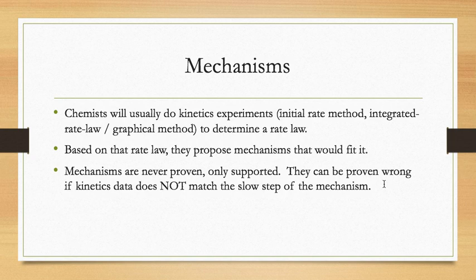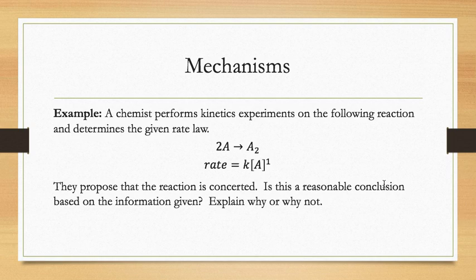And it's the same way with mechanisms. If I know that the mechanism I proposed should say it's first order in some reactant, but I find out the rate law says it's second order in that reactant, that kind of proves that that mechanism isn't correct. Okay? So let's look at an example.